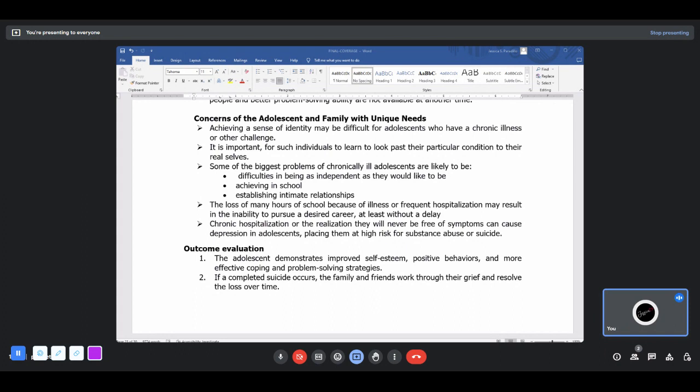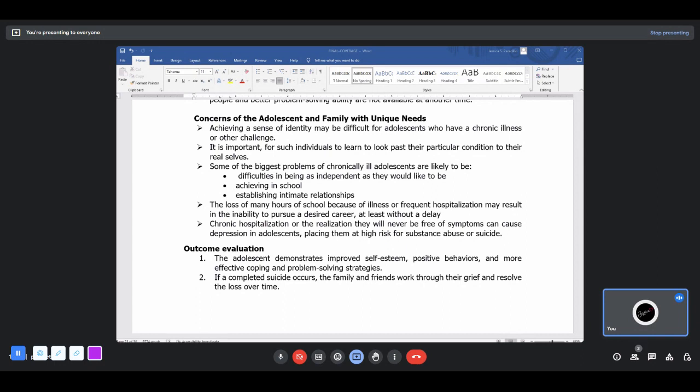establishing intimate relationships. Okay? The loss of many hours of school because of illness or frequent hospitalization may result in the inability to pursue a desired career, or at least without a delay. Okay, chronic hospitalization or the realization they will never be free from symptoms can cause depression in adolescents, and also place them at high risk for substance abuse or suicide. So ito yung mga concerns natin for adolescents and then the family.